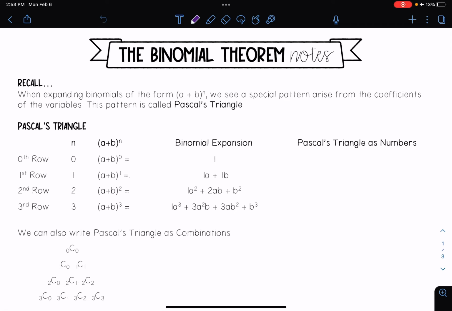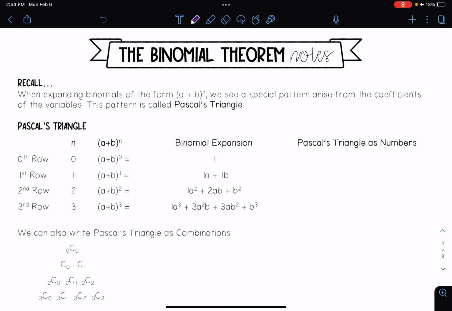And so we had the 0th row, 1st row, 2nd row, 3rd row. That's just basically the power that we are taking our binomial. So for that first row, we have a plus b to the 0 power. That's just equal to 1. A plus b to the first power. That's just 1a plus 1b. A plus b to the second power. That is 1a squared plus 2ab plus b squared, and so on.